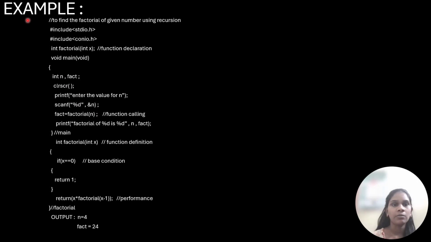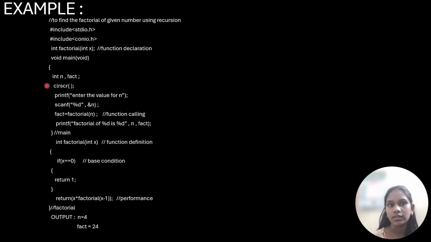Example program to find factorial. Documentation section: to find the factorial of a given number using recursion. Preprocessor: #include <stdio.h>, #include <conio.h>. Function declaration: int factorial(int x). And the main section starts here.